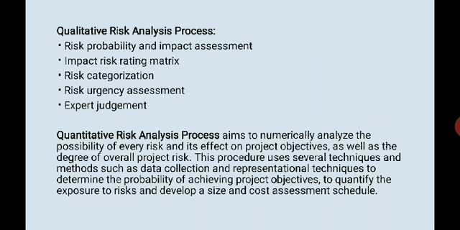So what is the process, how is it done? You have risk probability and impact assessment. Then you have the impact risk rating matrix. You make all the risks that you assess into a matrix. Then you characterize these risks. And then you do risk urgency assessments. And at the end, you have an expert judgment opinion to check that everything is being done nicely.